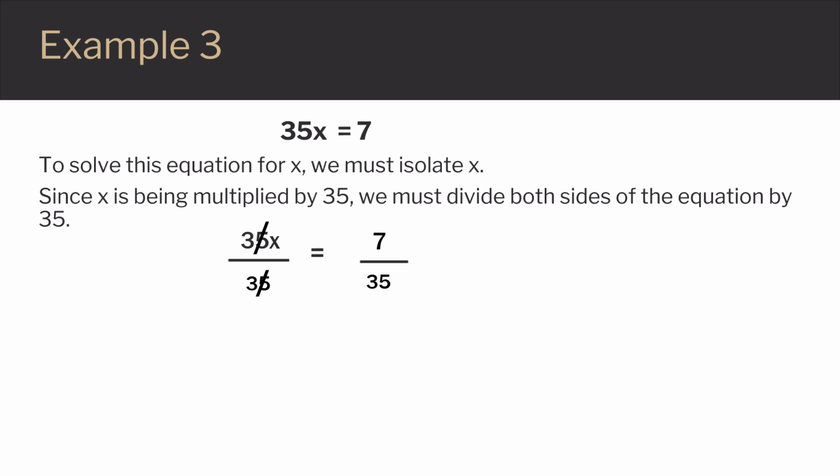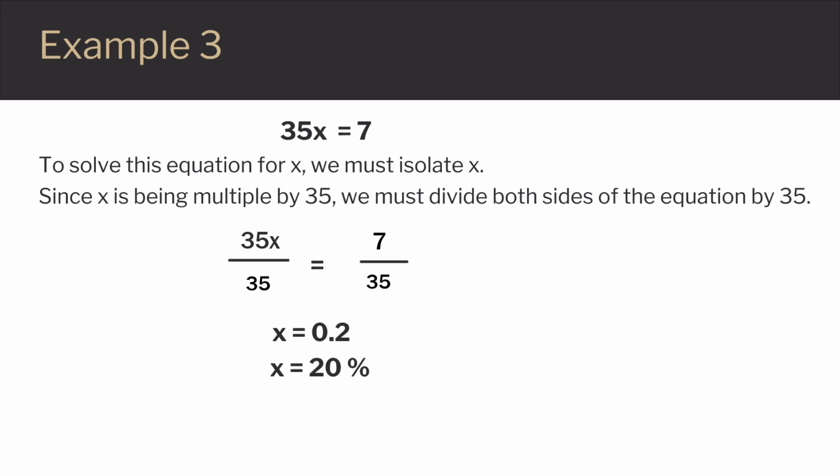You can put this in your calculator, and you're left with x equals 0.2. 0.2 is in decimal form. To convert this to percent, move the decimal over 2 places, and we get x equals 20%. To answer the question, we would say 20% of 35 is 7.